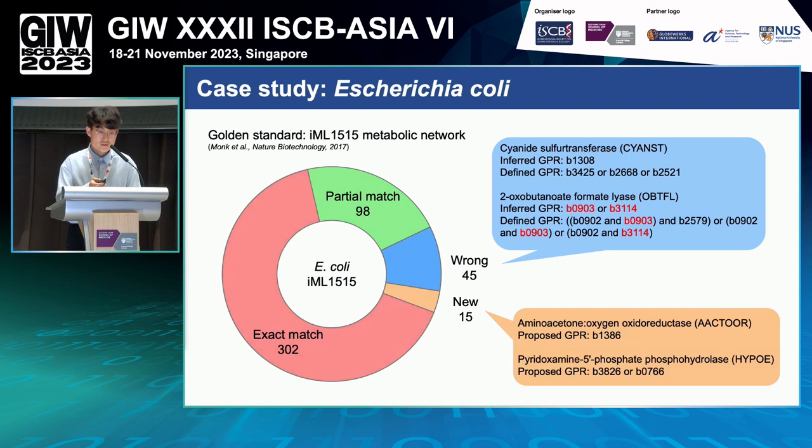The predictions which did not totally match the existing ones were mostly reactions with complex GPR associations. For example, this 2-oxobutanoate formate lyase reaction is catalyzed by the combination of isozymes and enzyme complexes, but we could only predict some of them.